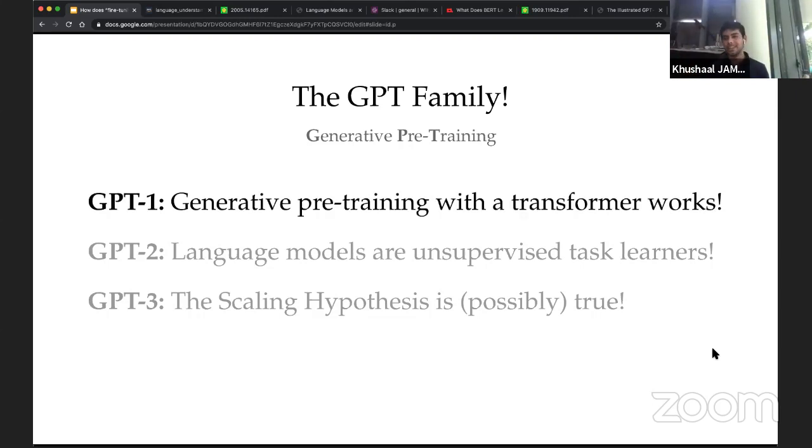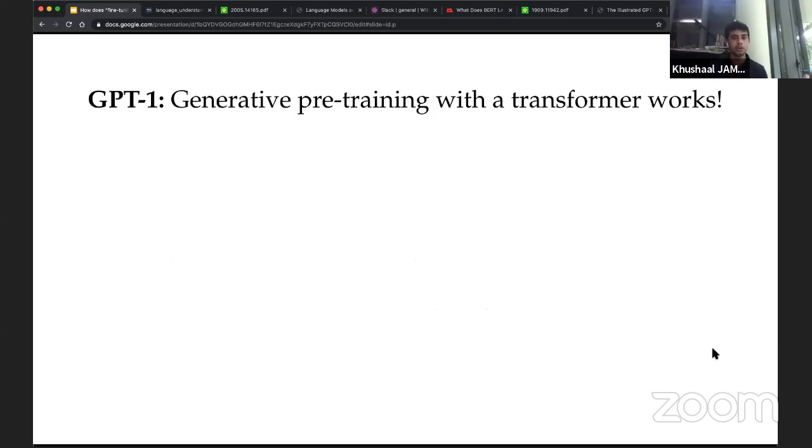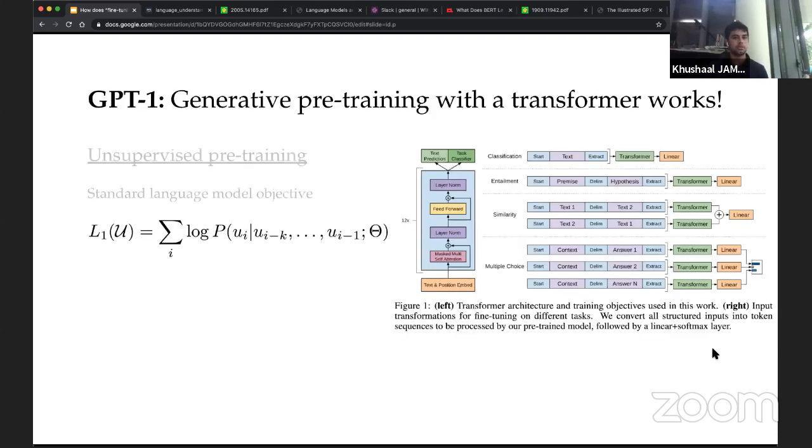One thing I really like about the GPT papers is that the titles sort of capture the core insight of the paper. The core insight of the first GPT paper is that generative pre-training works. That is, pre-training with a generative objective, for example the autoregressive language modeling objective which they used, works really well, particularly when you use a transformer-based architecture like they did.